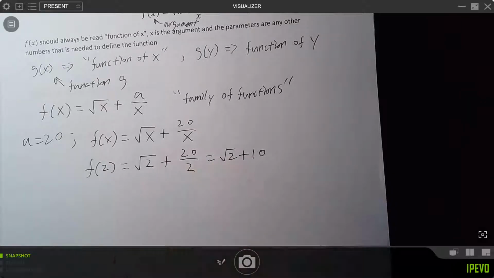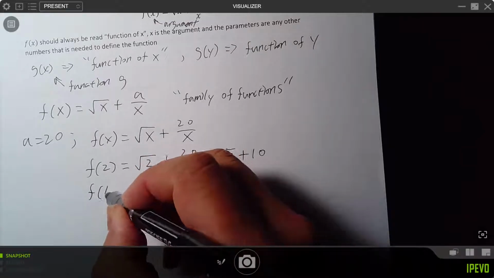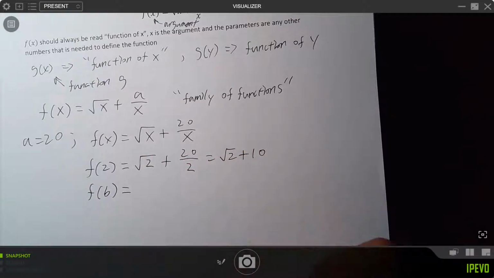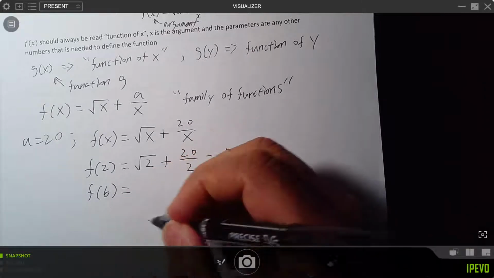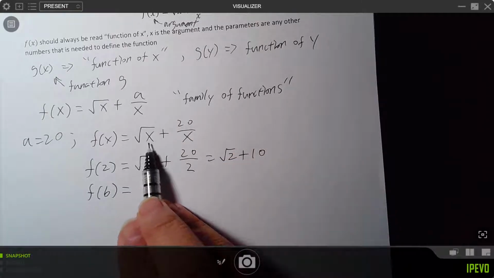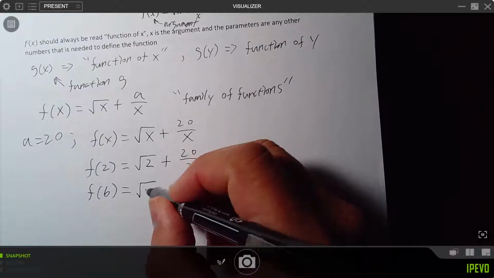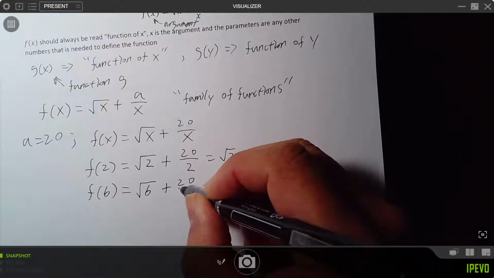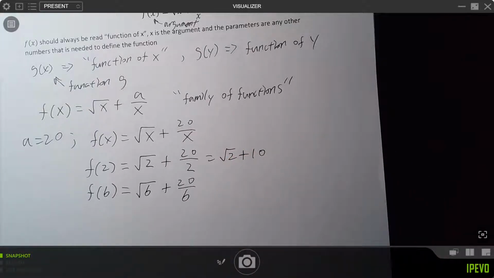And the argument doesn't have to be a number. If I have f of b, for example, the same rule applies. Wherever I see x, I simply replace it with b, giving the square root of b plus 20, over b. What is that? I don't know until I know what b is. But this doesn't change: b is still the argument. B is not the parameter. The argument is whatever is inside the parentheses, and that's the value we plug in to evaluate.